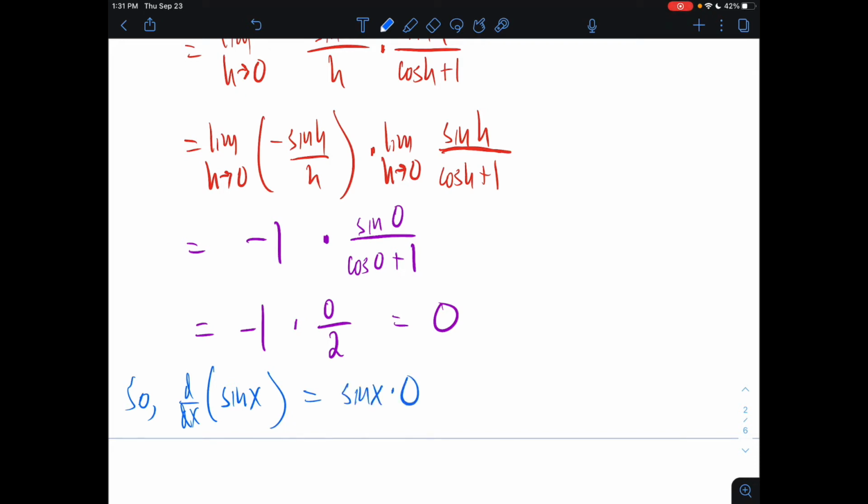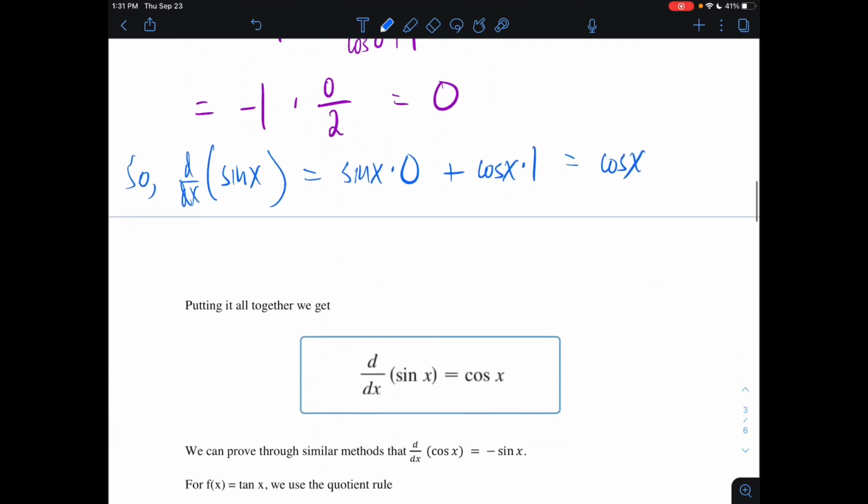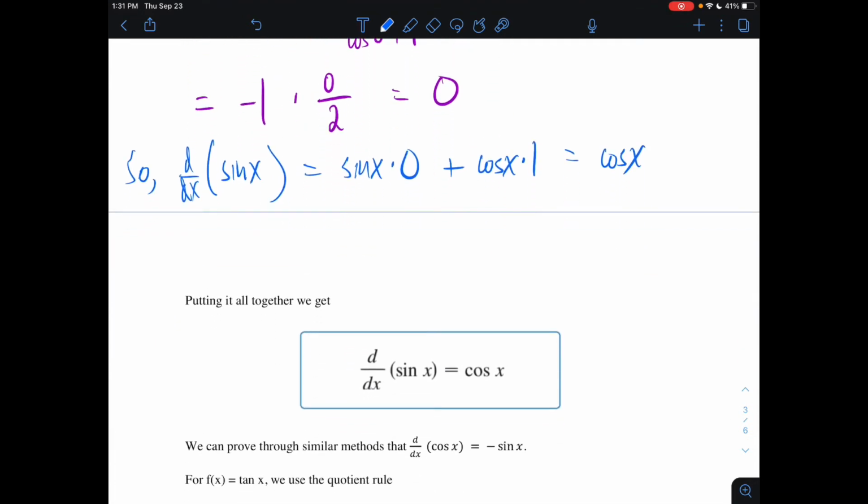Just putting together the limits that we figured out. And that's it. The derivative with respect to x of sine x is cosine x. And this is what we want to remember. You won't have to replicate the proof that I just did. It's also in your textbook. You can see it there. But this is now something that we have proven to be true, and now we just need to memorize it.